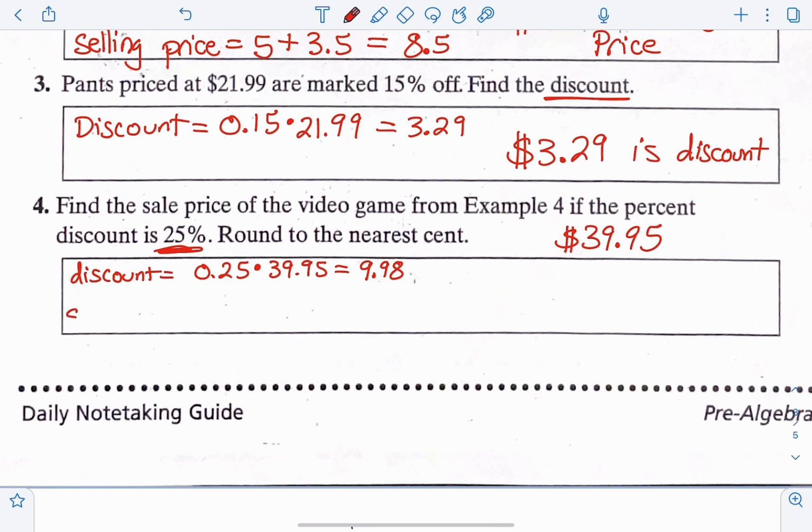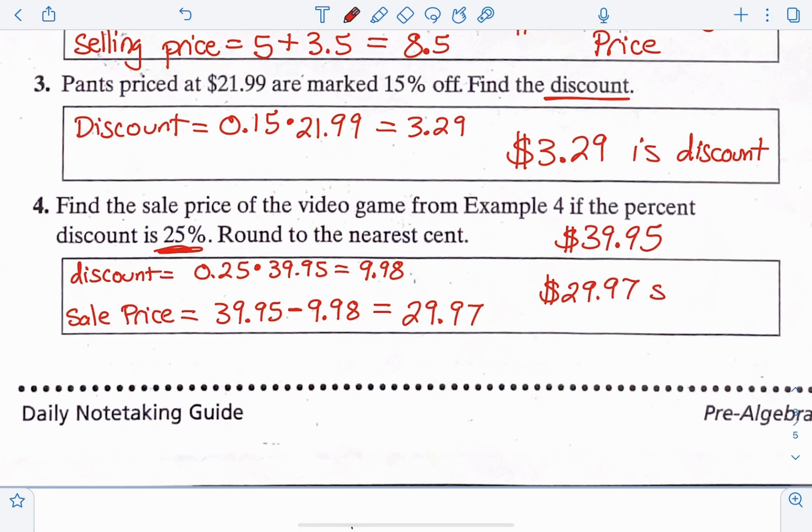Okay, then we have step 2, which is finding that sale price, where we take what it originally cost, which was $39.95, and we subtract out that discount amount, which is $9.98. When we do that, $39.95 minus $9.98, we get $29.97. So $29.97 is our sale price.